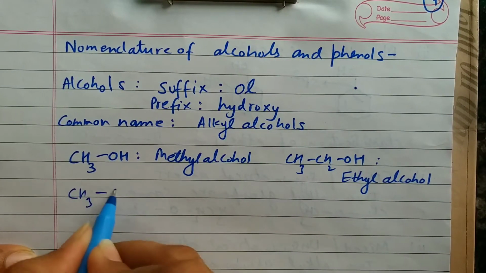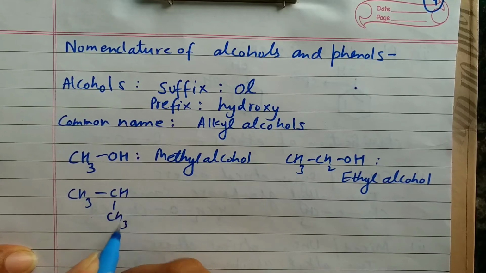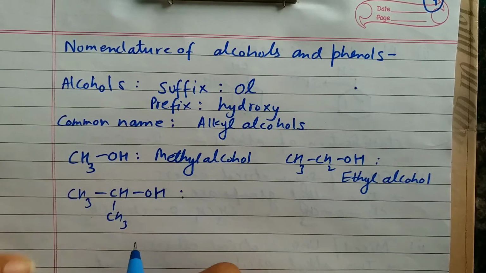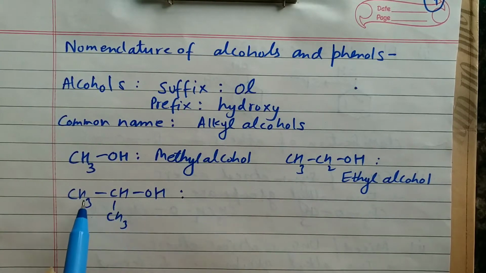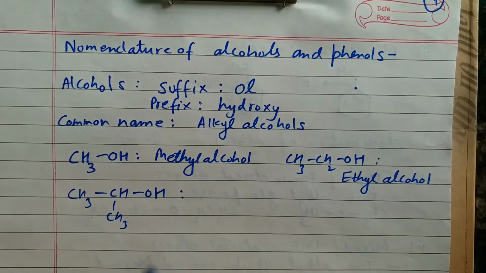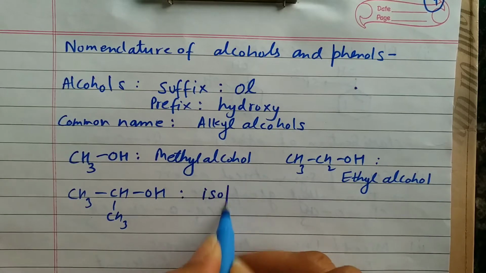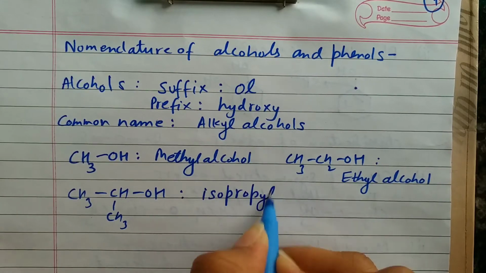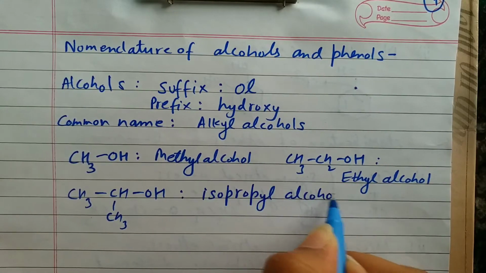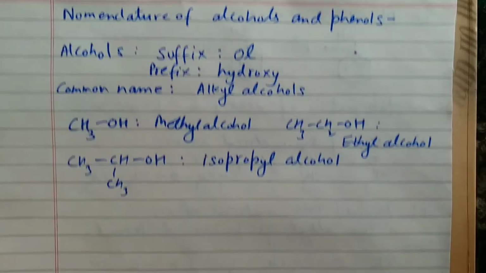Let's take another example, CH3CHCH3OH. Now if you are able to identify the alkyl group here, CH3CHCH3, this grouping of 3 carbon atoms, what is this called? Isopropyl. So this becomes isopropyl alcohol. These are all common names that you are looking at right now.